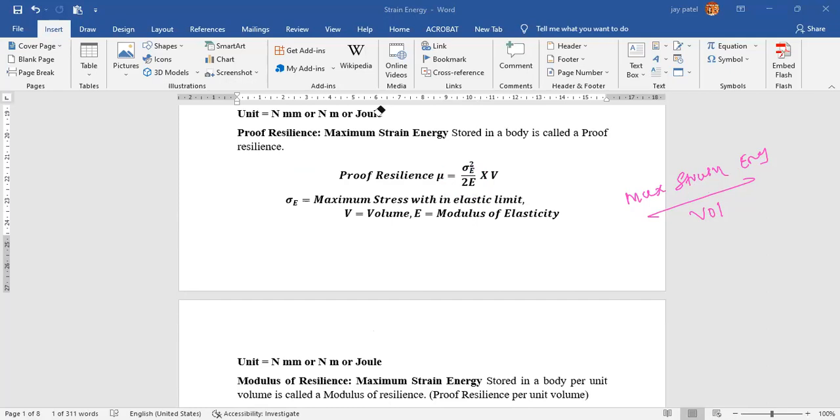Maximum strain energy, that is nothing but your proof resilience. And that is nothing but sigma square by 2E into V. So just put all the values here. Sigma square by 2E into V, that is the term of the maximum strain energy, divided by volume. So the volume part will cancel out. So sigma square by 2E is the modulus of resilience. I hope it is clear to all of you.